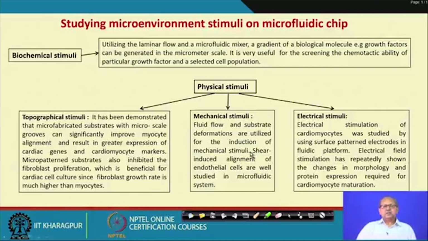Mechanical stimuli, particularly for endothelial cells and osteoblast cells which face a lot of shear, can be easily integrated. We can use different types of fluid flow, like pulsatile flow or other types of flow, in that situation. Then electrical stimuli. Electrical stimulation of cardiomyocytes was studied by using surface pattern electrodes, and we know that electrical field stimulation has repeatedly shown enhanced cardiomyocyte growth and expression of cardiac specific genes.